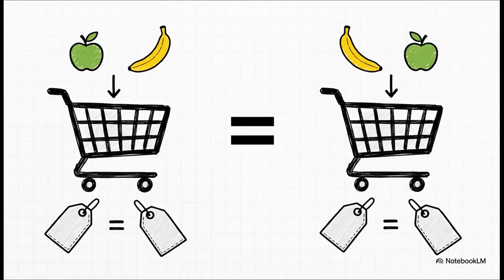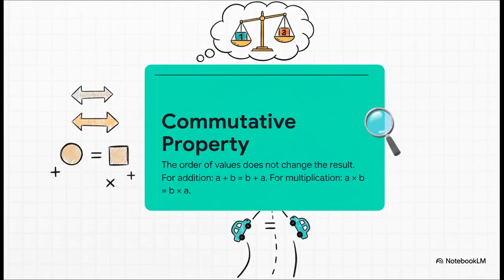Think about it like this. You're at the grocery store. You toss some apples in your cart, then you grab some bananas. Now, is your total any different than if you'd grabbed the bananas first? Of course not. The total is exactly the same no matter what order you put them in. That super simple idea, that's our first property. And that, right there, is the commutative property.